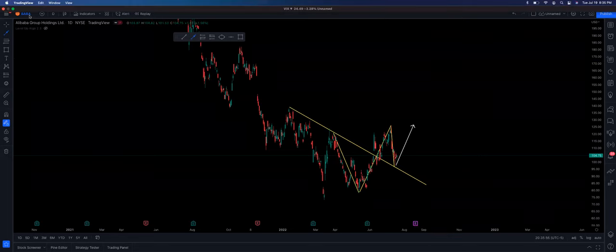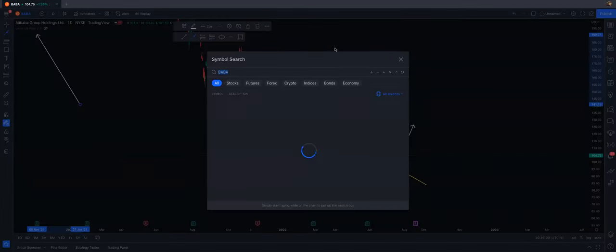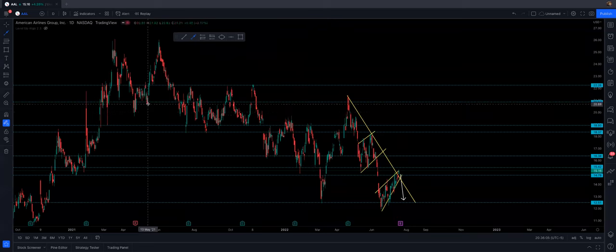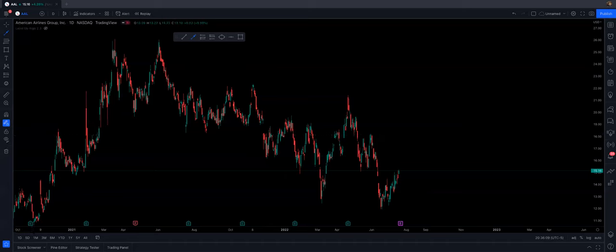Let's go to another one. I used this one before. Hold on. AL, this is a 1,000% trade using the hidden trend lines that not a lot of traders can see. This is a 1,000%er.